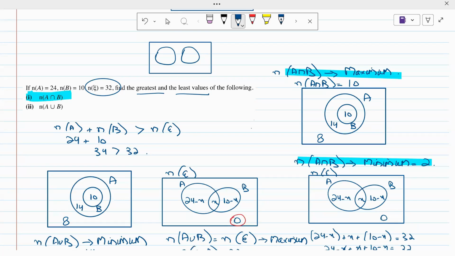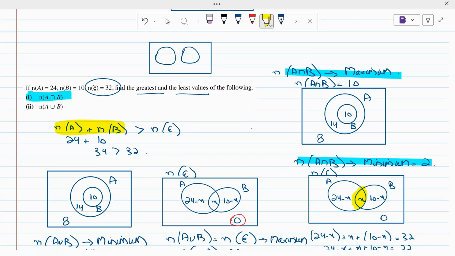Why? Because in intersection, there are elements which are being counted twice. This x is being counted in set A as well as in set B. So since x is being double counted, that is why A plus B is exceeding the universal. So it's a hint that it's not the case of disjoint sets.